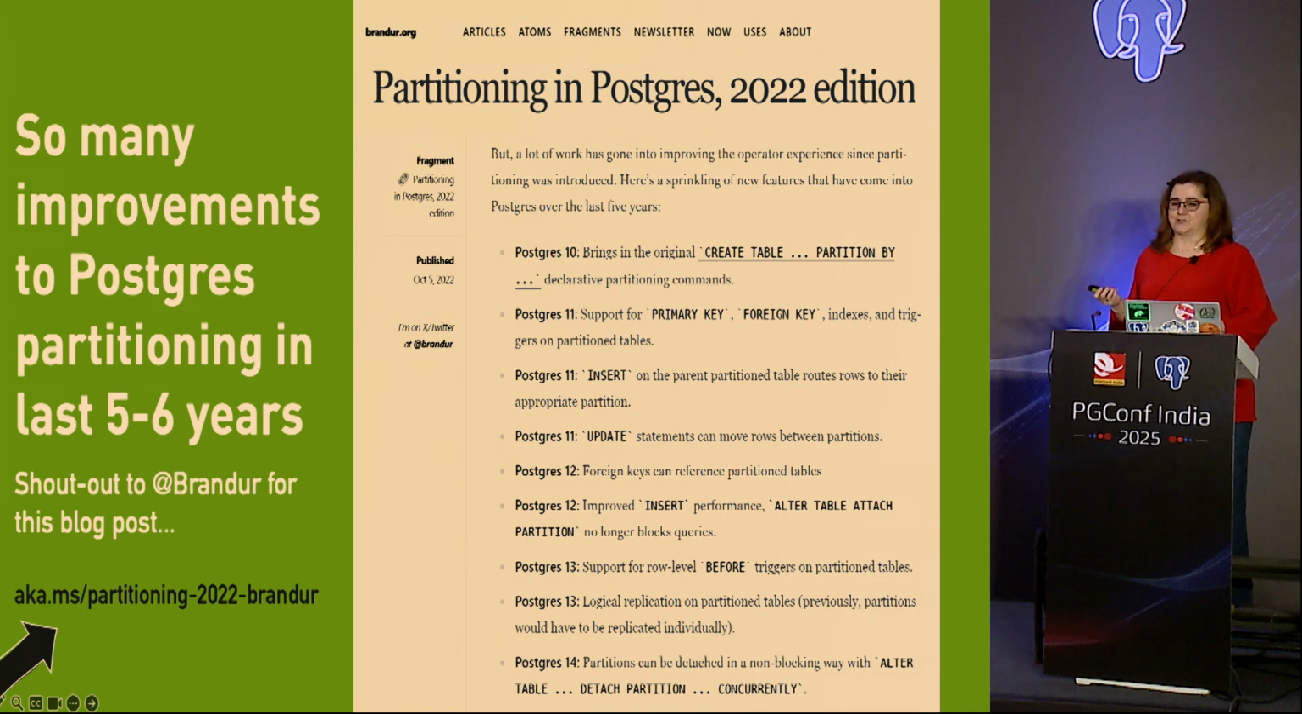And it was written by Brander, and I put a short URL in the bottom left if anyone wants to check it out. But what I really liked about it is that it itemized all the improvements to partitioning that have happened over the years, starting with Postgres 10. And it stops at Postgres 14.